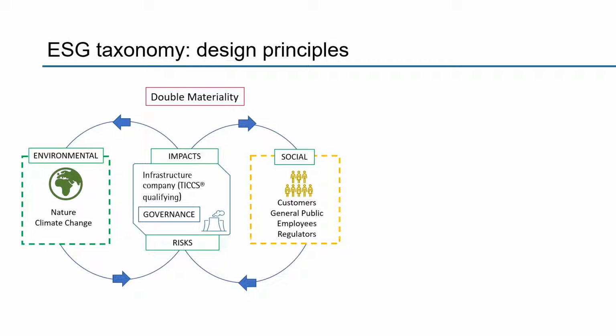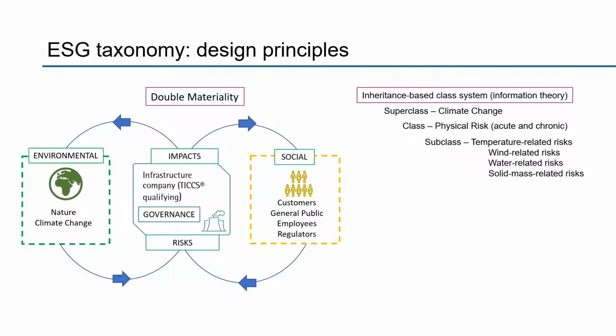Design principles of the ESG taxonomy. The first design principle that the taxonomy is based on is that of double materiality, which means that an infrastructure company has impacts on the environment and on the society, and these impacts in turn create risks for the infrastructure company. The second principle followed is that of an inheritance-based classification system, wherein the classes of the ESG taxonomy are defined using a hierarchical structure of superclasses, classes, and subclasses.